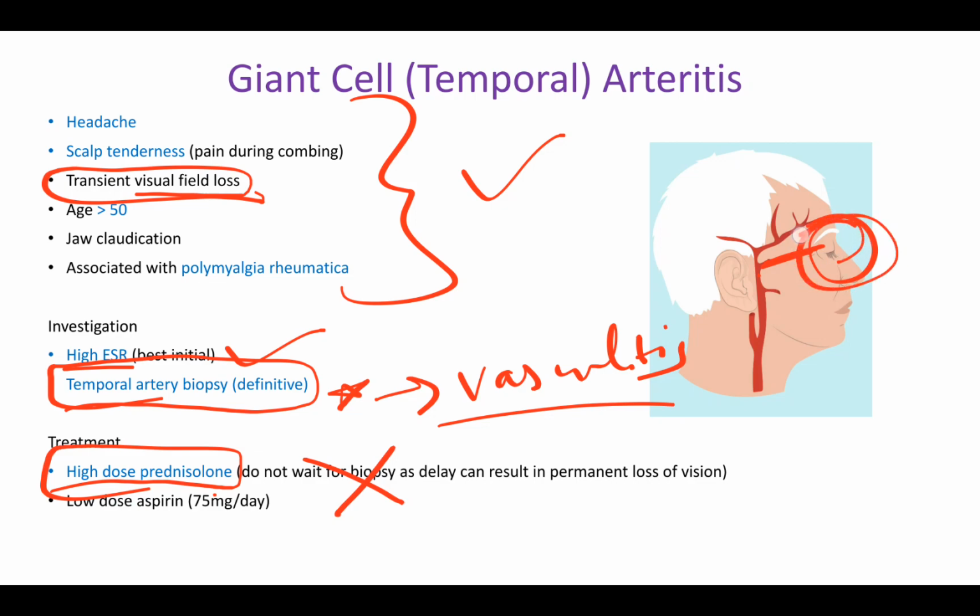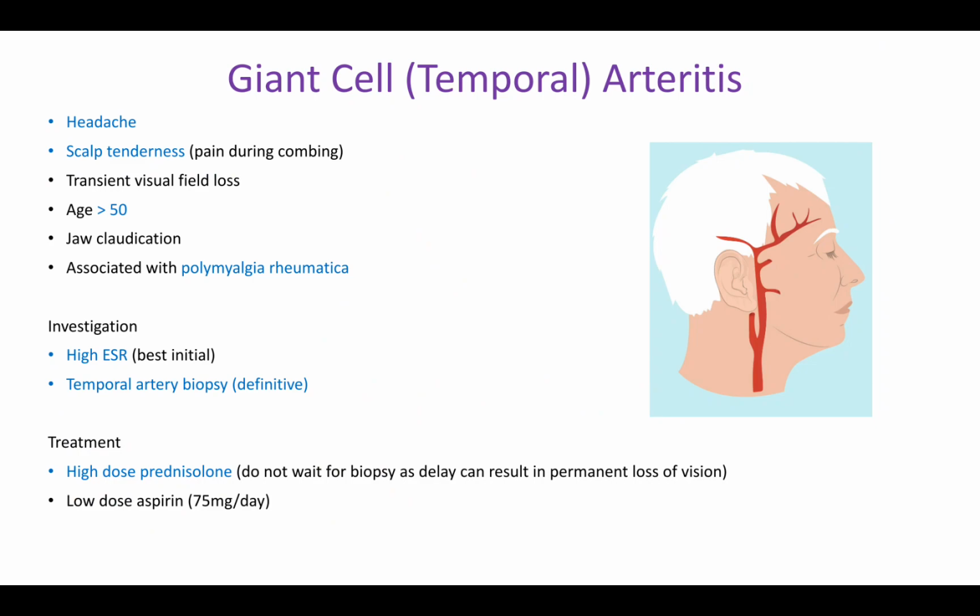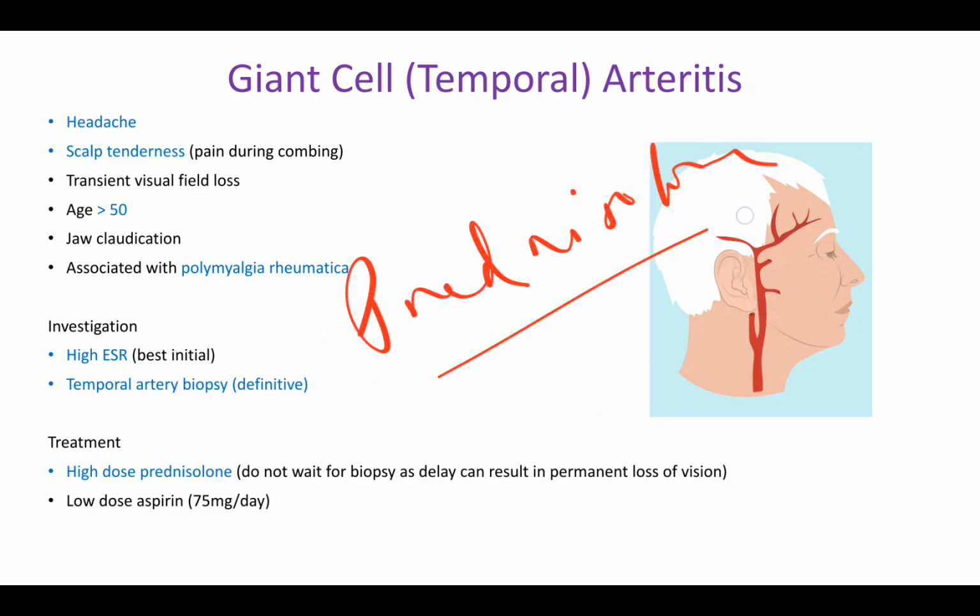Alright, just save her eye, give her some prednisolone, and you'll also add on some aspirin along with prednisolone later on. But the first thing that you need to do is prednisolone. Nothing else, just prednisolone for giant cell arteritis. Alright.